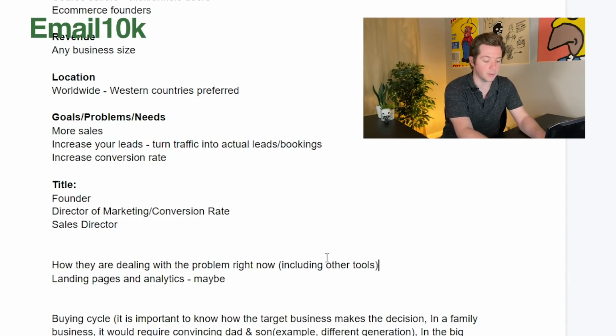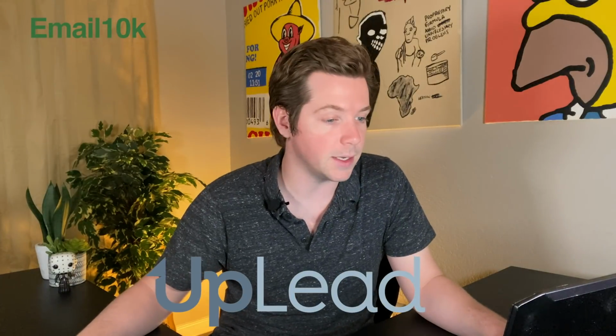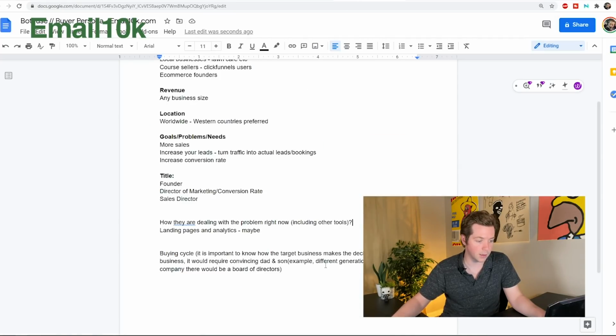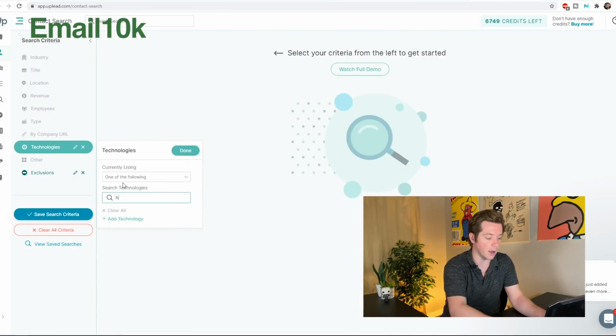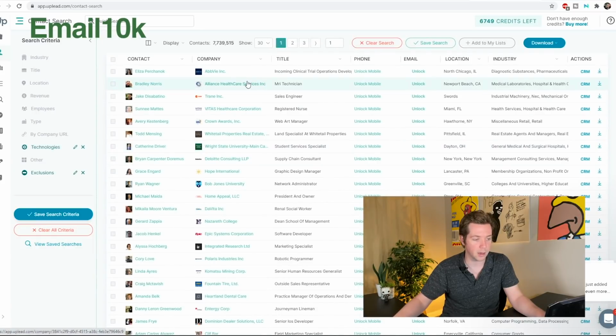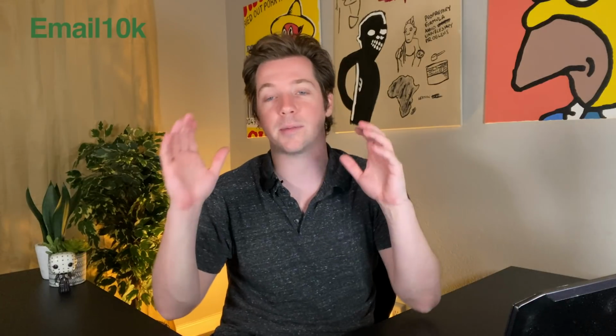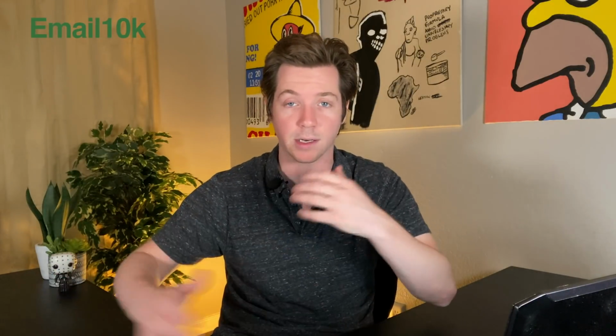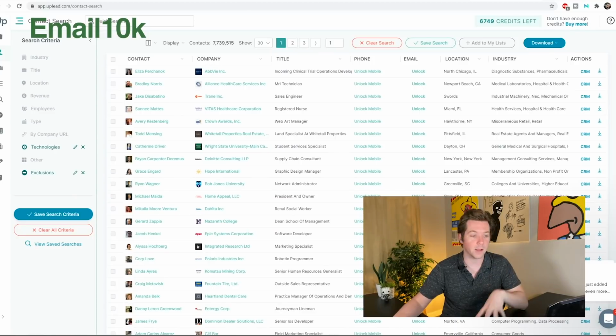other tools. And the reason why I say that is if you're using Uplead or another lead database, what you can do a lot of the time is go by technology. And let's say we did say that they're interested in conversion rate optimization. So maybe they're using something like Hotjar. We're able to now search only companies that use Hotjar. So if we figure out that, for instance, companies that use Hotjar are more likely to use something like BotFuse because they're interested in conversion rate optimization, we're already off to a good start.